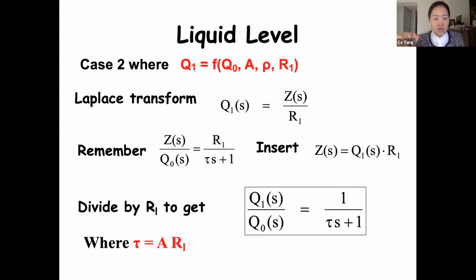And in case 2, again, the function is in a similar format, which is Q1 equals the function of Q0, A, rho, and R1. But this time, when we do Laplace transform, in the end, we can get Q1S over Q0S equals 1 over tau S plus 1. So remember, case 2 is asking different questions for liquid level compared to case 1. And in this case 2, the time constant is A times R1.